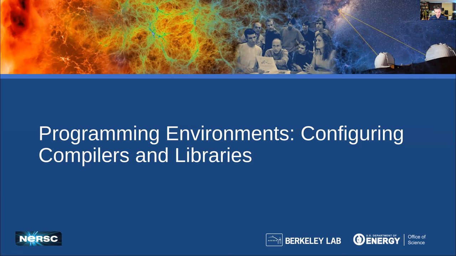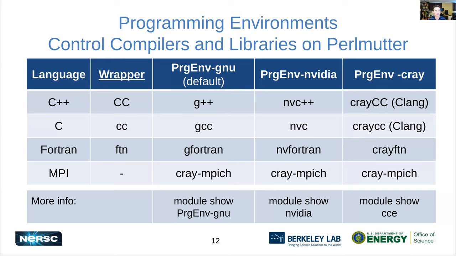So now that we have a sense about modules, probably the most important thing you'll want to use them for is configuring the programming environment. We have more than three, but I'm going to focus on three main programming environments on Perlmutter. That's the GNU programming environment, which is the default; the NVIDIA programming environment, which is what I would recommend if you want to compile for GPUs; and the Cray programming environment, which is something you might try if you want to squeeze out the maximum performance of the system.